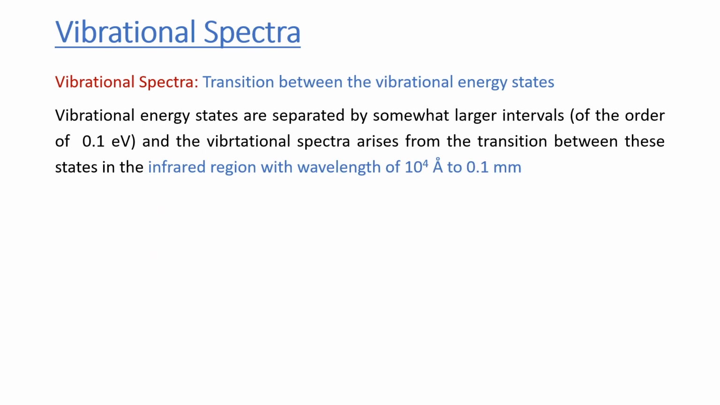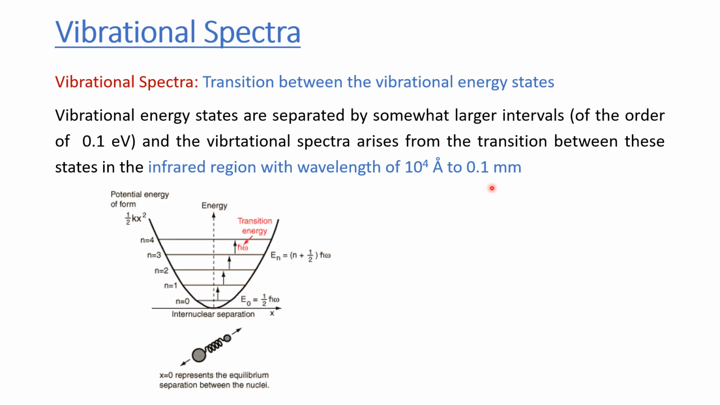We have the vibrational spectrum, and the vibrational spectra arises due to transition between the vibrational energy states. And the vibrational energy states are separated by a somewhat larger interval, that is of the order of 0.1 electron volt, and the vibrational spectra occur in the infrared region with the wavelength 10 to the power 4 angstrom to 0.1 millimeter. And here we have the different energy levels for the vibrational energy states of a molecule.